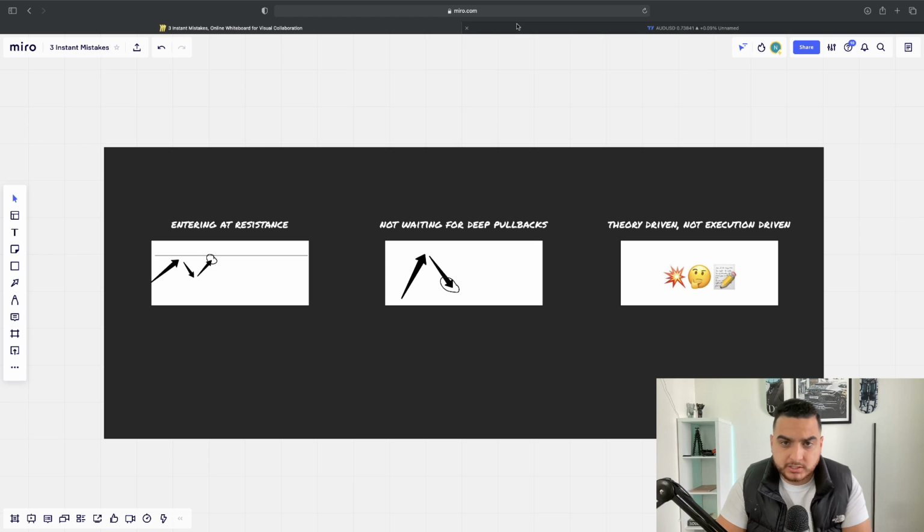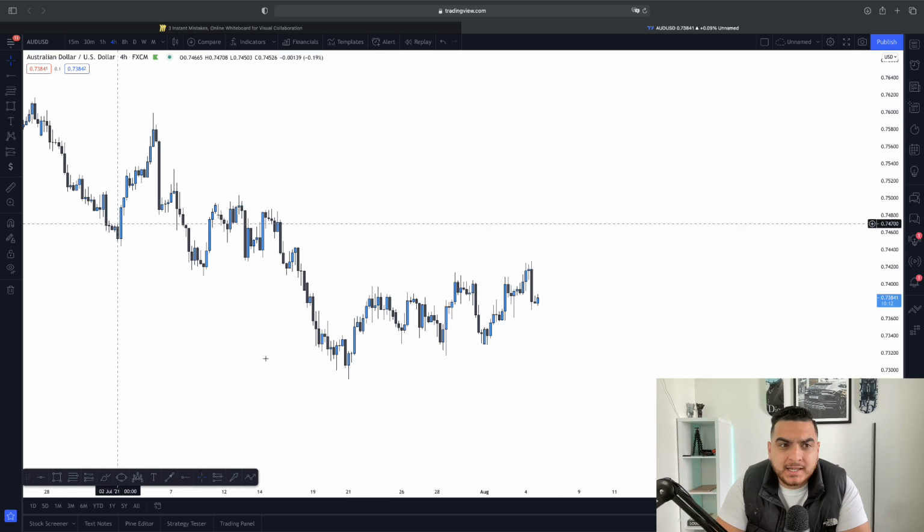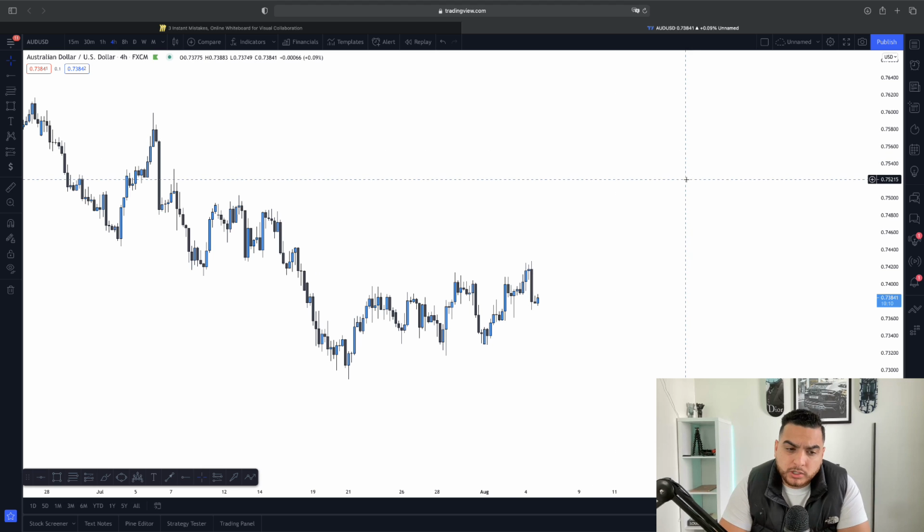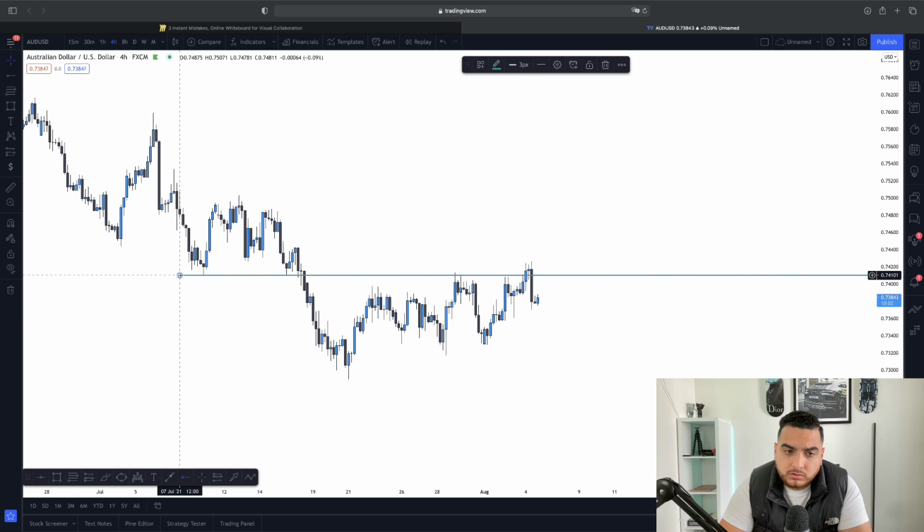So let me just jump straight into the chart. As we can see here, got the Aussie US dollar. We're just gonna be working off the 4-hour time frame right now. But first things first, what I wanna do is I wanna identify sort of what's going on in the market. So I wanna find this zone over here.